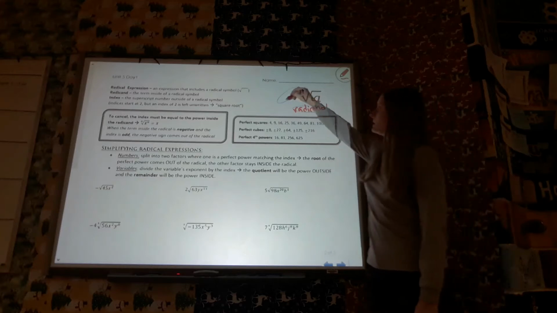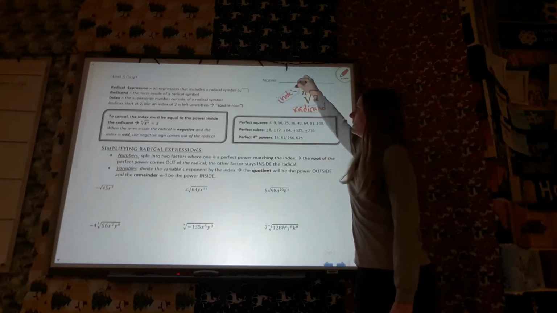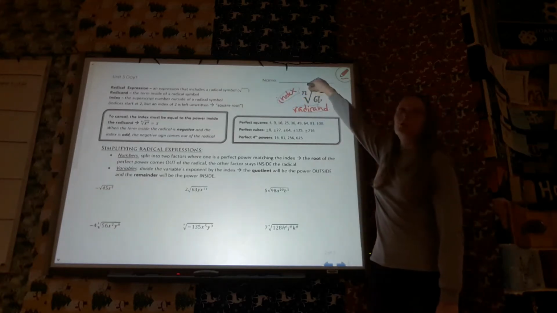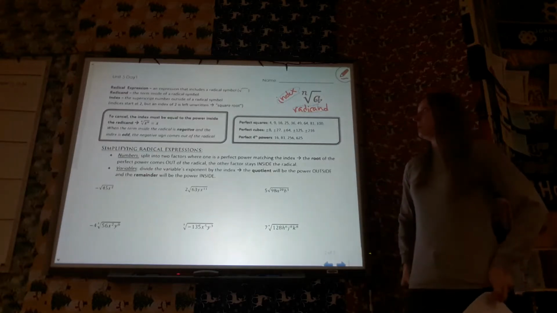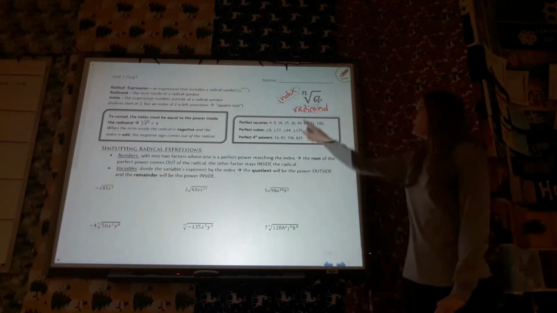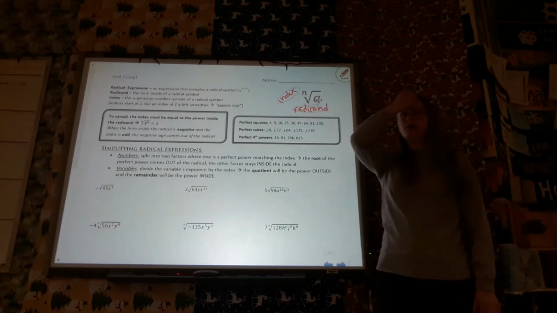The index is the little number up here in the corner of the radical symbol to tell you which root you're taking. So it could be a cube root, a fourth root, a fifth root. This little number right here is called the index. It tells you what kind of root it is.